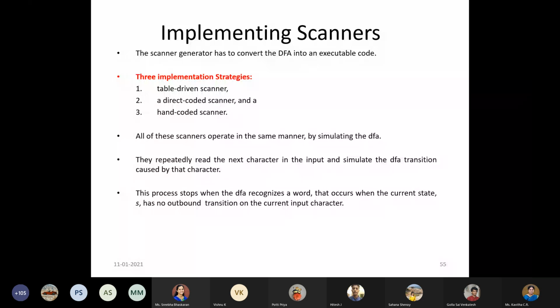Only thing is, once you finish reading the entire word, at the end you will just see whether you are in the final state. If you are in the final state, whatever token has been generated, you will be mentioning for that particular word to be that particular token.